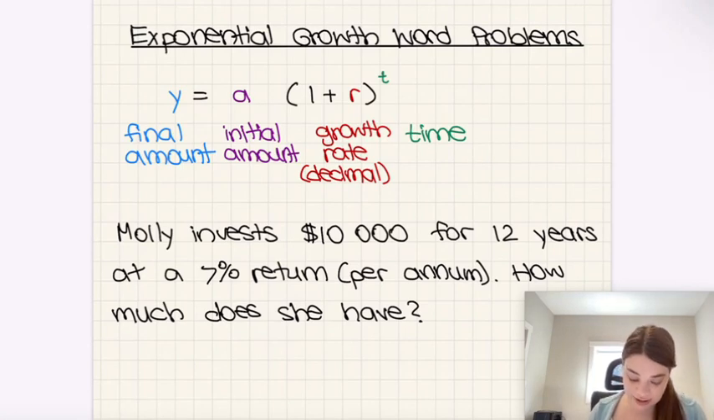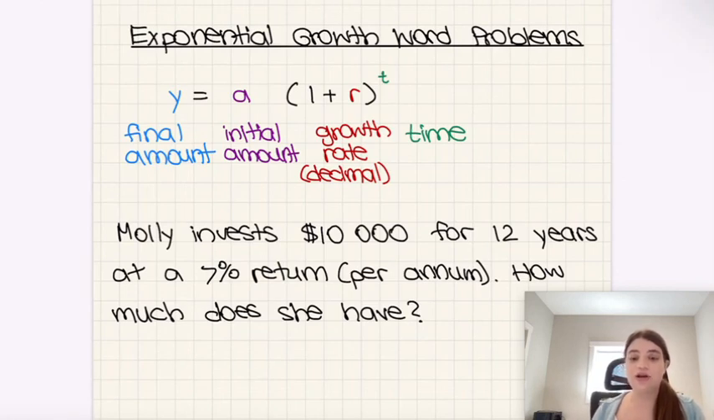Okay, I'm going to give an example here. It says Molly invests $10,000 for 12 years at a 7% return per annum. So that's per year. Essentially, what this means is every year she gets a 7% return on her money. Whatever she had the previous year, this year she has an extra 7%. So she still has the entire $10,000 plus 7%. Same thing with the second year, right? Then she has the $10,000 plus the interest she earned last year, plus an extra 7% on top of both of those together.